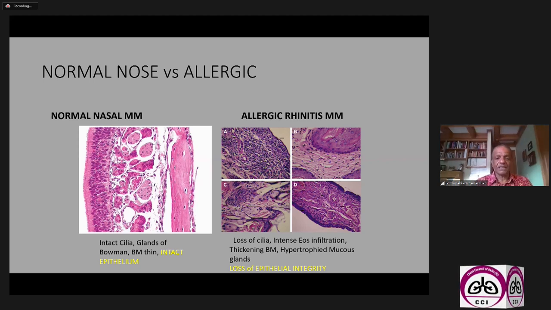So when I say thickening of the basement membrane, every time there is inflammation, there is damage to the mucous membrane, and it heals, and again there is damage and it heals, and that's what causes this remodeling of the airways. Remodeling of the airways is because of recurrent inflammation and repair, which occurs almost all the time, 24/7, 365.